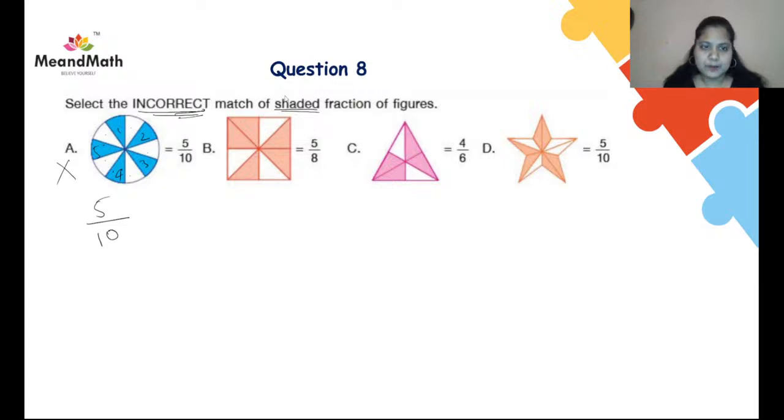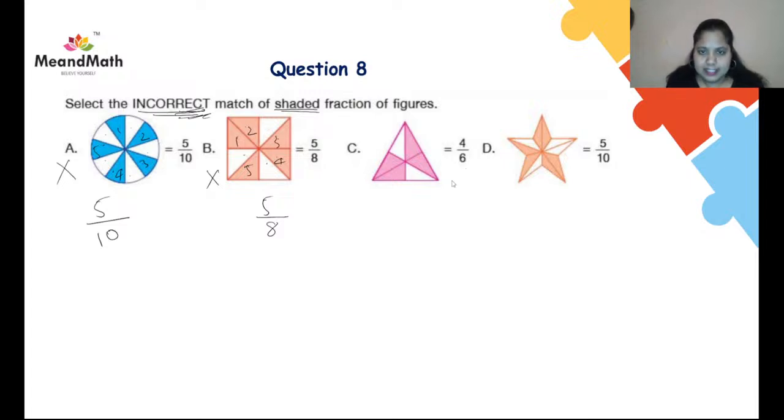Option B, we'll check. Okay, so we'll start with the total number. 1, 2, 3, 4, 5, 6, 7, 8. So in the denominator we get 8. And for the numerator we count the shaded part. 1, 2, 3, 4, 5. So that is 5 by 8, but we should find the incorrect one. So this is not the answer. Okay, so let us count the next one.